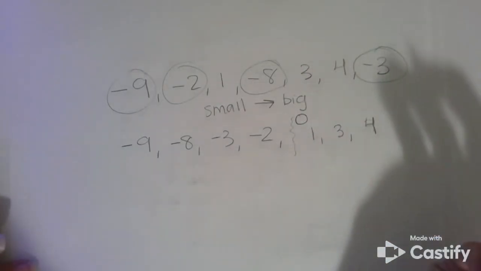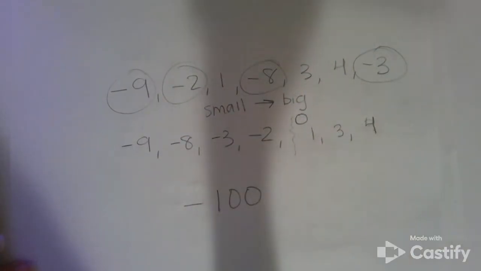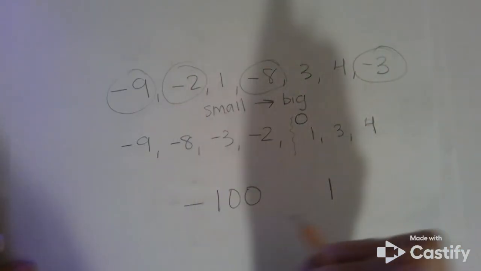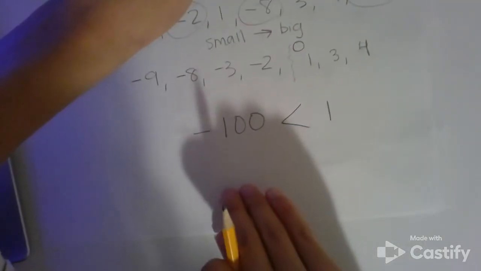I can also just compare two values. So no matter what the negative number, a negative is always smaller than a positive. So -100 being compared to 1, 1 is bigger. A negative is always going to be smaller than a positive, no matter the value of it.